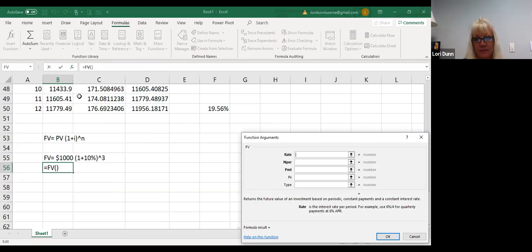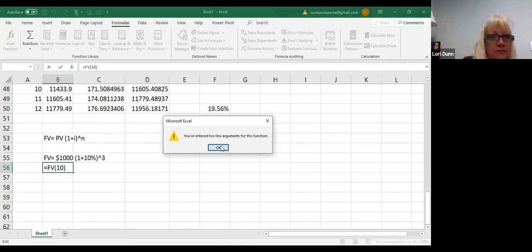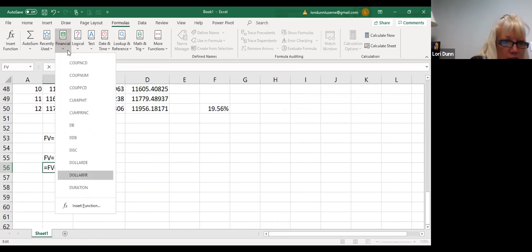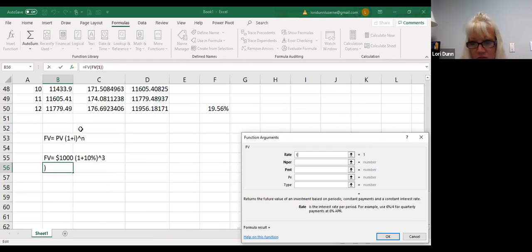Opens up a dialog box, put your rate in, 10. That in as a decimal there. Okay. Enter. Playing games with me. All right. So 10, tab. NPER is your number of compounding periods, 3. PMT does not, that's nothing for us right now. We'll show you that later. So just leave it at 0. Present value is 1,000.